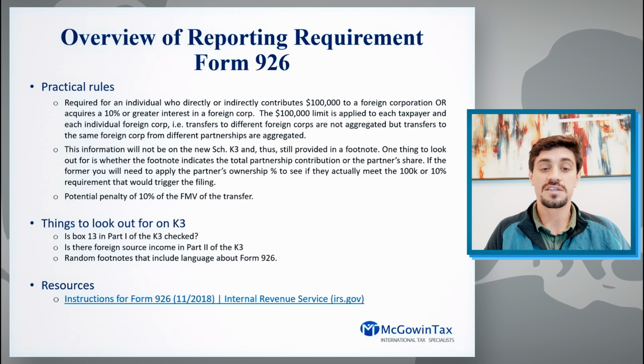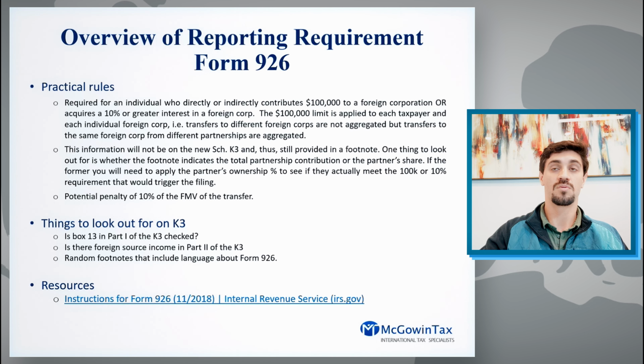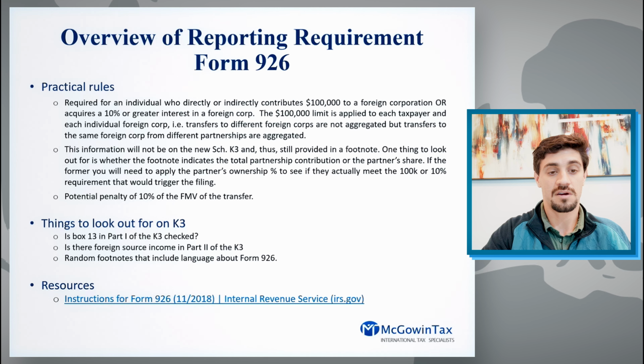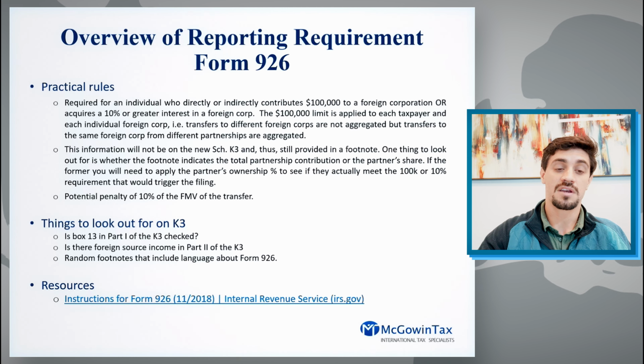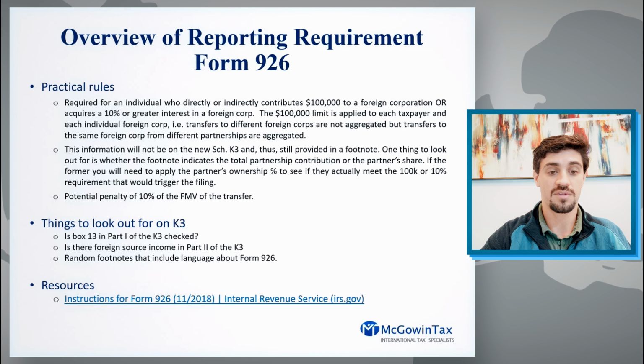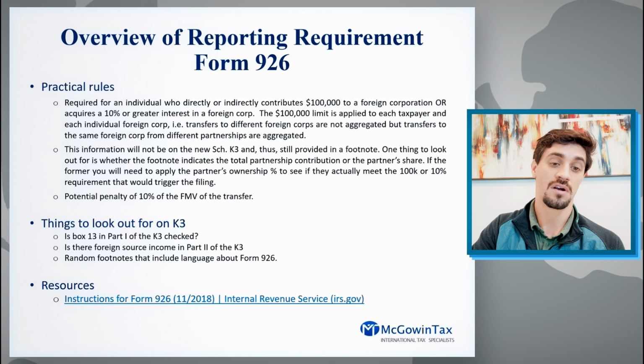Again, it's not called out in a specific part of the K-3. There is a checkbox in box 13 that's the part to look out for there. It calls out that there's likely going to be a 926 attachment, and you just have to look into the footnotes, and we'll look at an example of that. And then the potential penalty for not filing the 926 is 10% of the fair market value of the transfer.